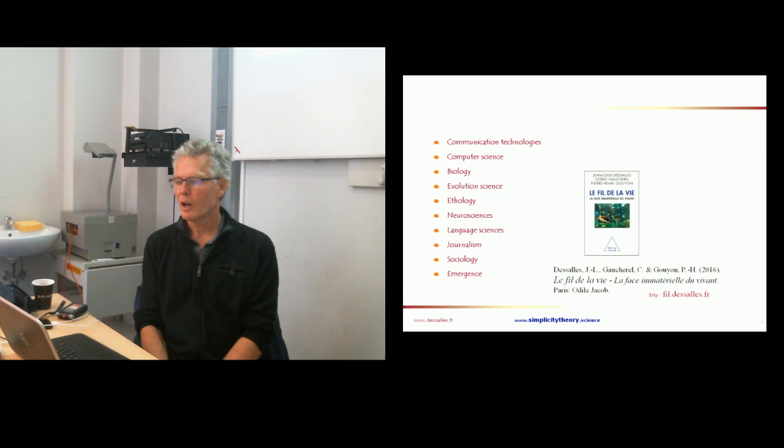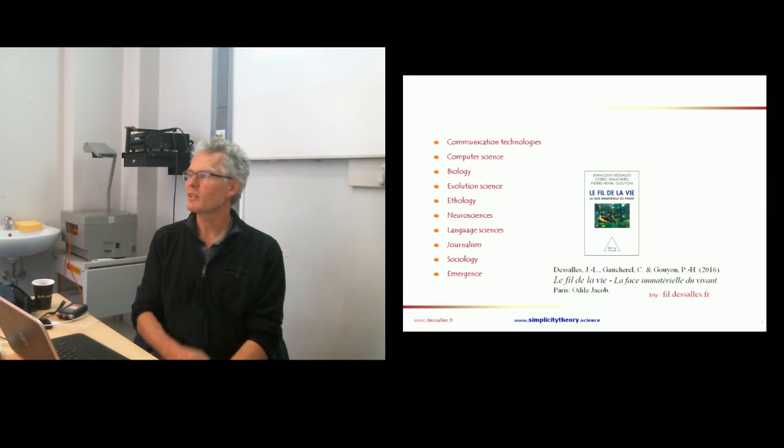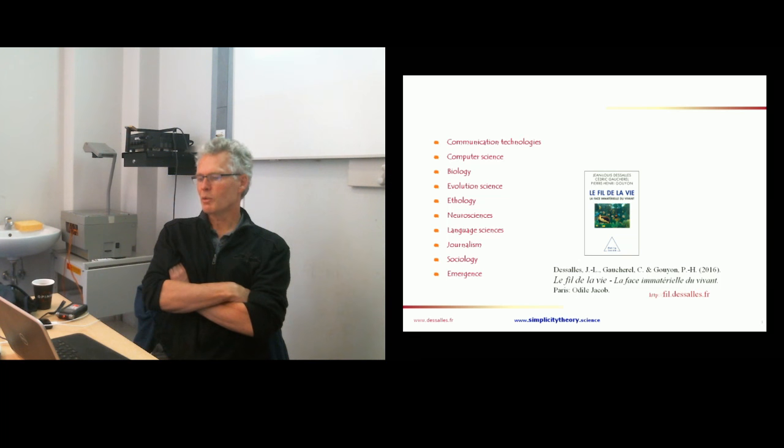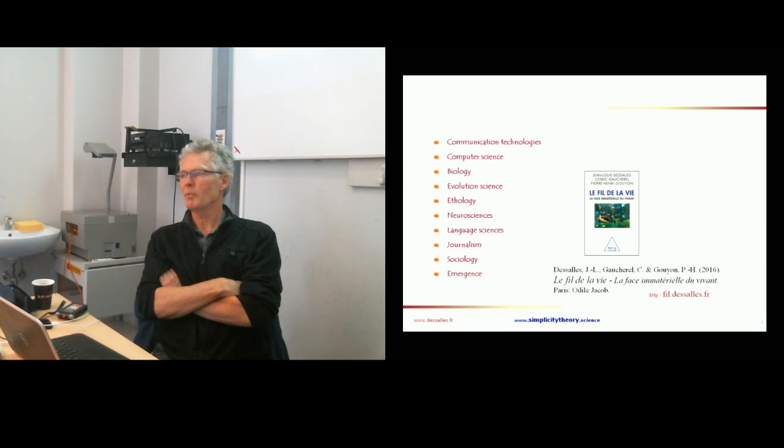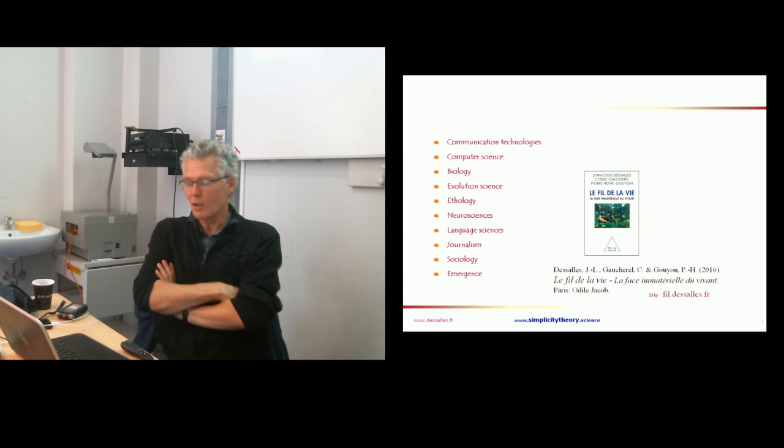So just to mention that with two colleagues, we recently published a book which is called in French Le Fil de la Vie. The colleagues are Cédric Gaucherel, who is an ecologist, and Pierre-Henri Gouyon, who is a biologist, an evolutionary biologist. And we've begun to have interesting conversations about information in biology. And of course, I knew everything about Dawkins' selfish gene. And I knew a lot about evolution because I simulated evolution on my computer. I had done this for many years.